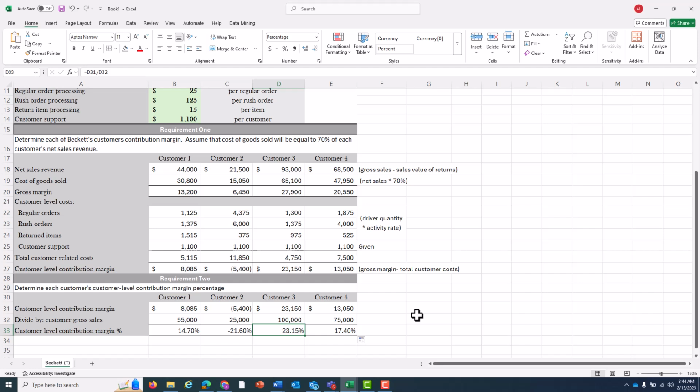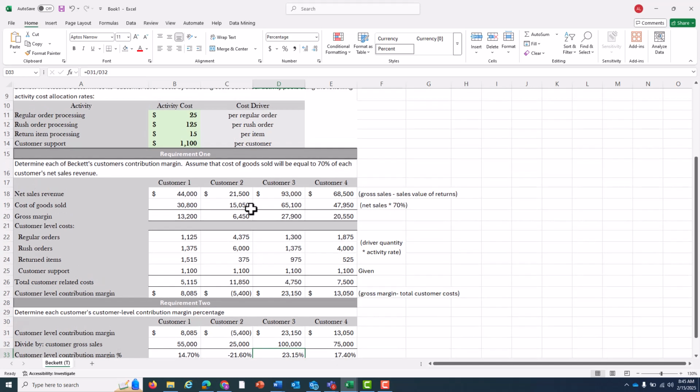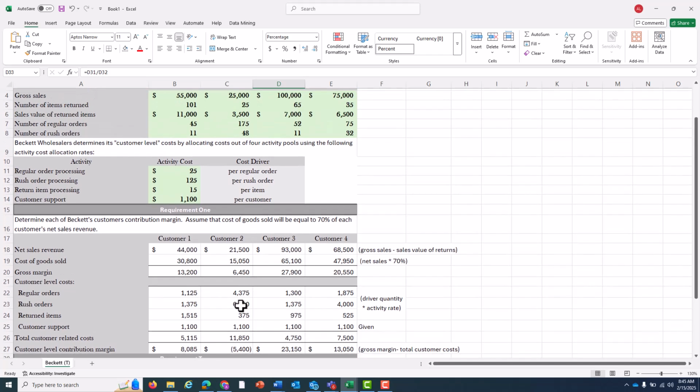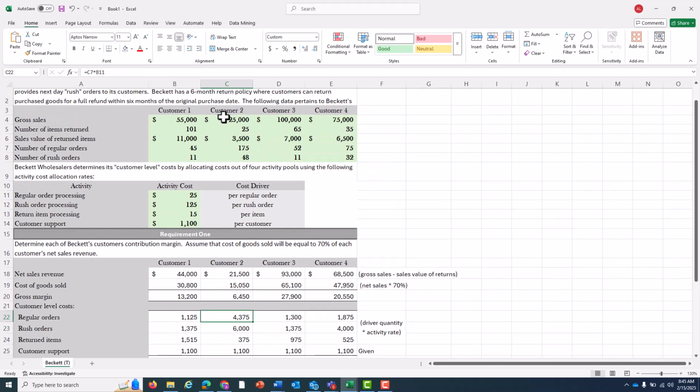So for decision-making purposes here, what does this information tell us? Well, our margin seems to be okay on customers 1, 3, and 4, but we got a problem with customer 2. How do we fix customer 2? Well, what is causing us to have to incur all of these costs on customer 2? And that is rush orders and regular orders being incredibly high. They were our lowest selling customer during the period. We only did $25,000 in gross sales to them.